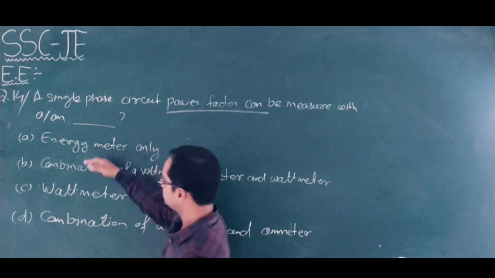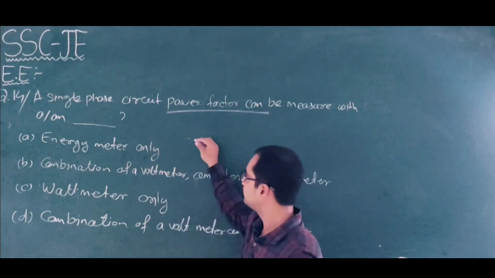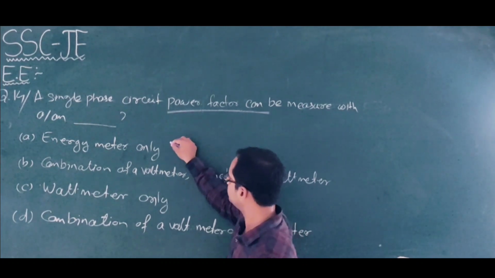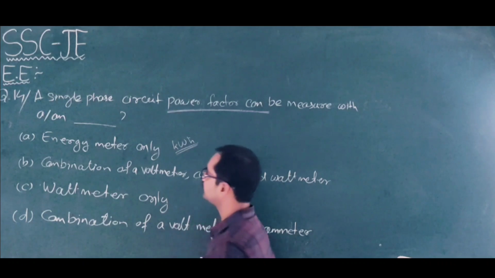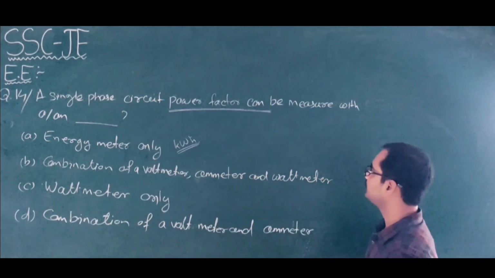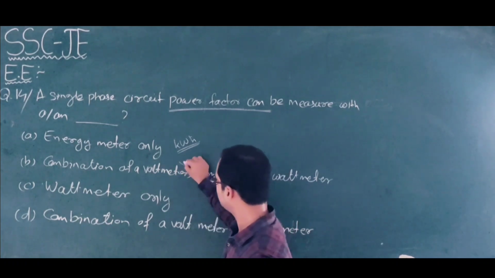So these all are meters, these all are instruments. One is energy meter, where you can find out your energy, means kilowatt hour is the unit of energy. Then combination of voltmeter, ammeter, wattmeter. The voltmeter will measure only the voltage.